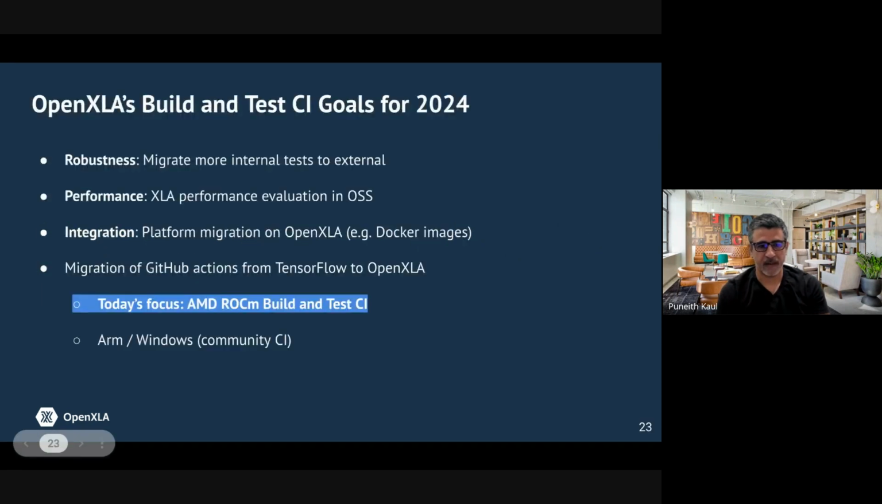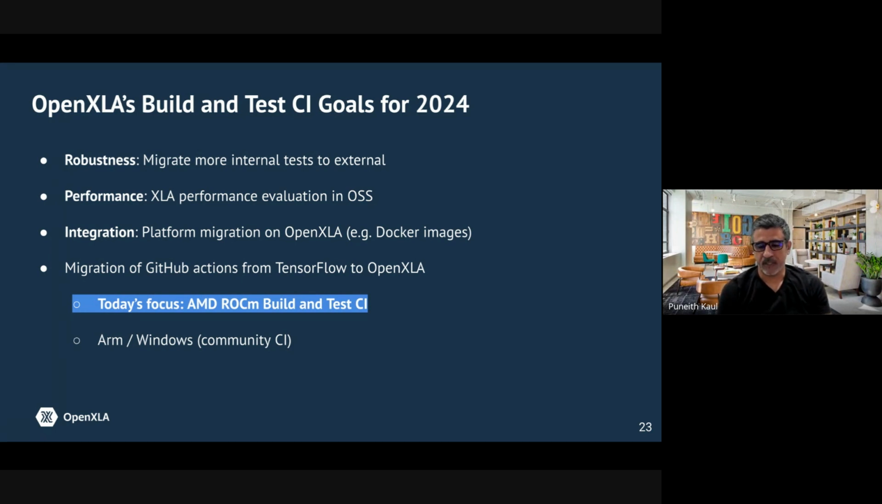Next slide, please. Just to set the stage, what are the overall goals for 2024 for the build and test? Of course, we want to make sure that things are robust, migrate more and more internal tests to external, or provide as much visibility as possible to our external partners who work with us through OpenXLA to have fewer of the breakages happening internally behind some of the hidden wall. We want to avoid that and have more of these happening out in the open.